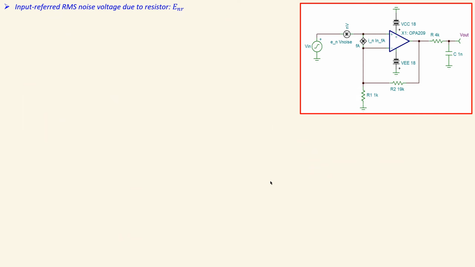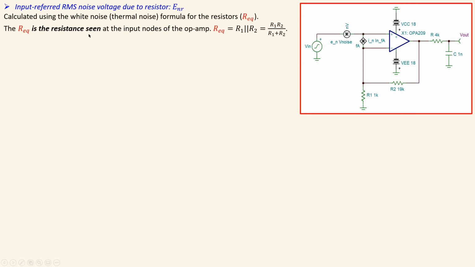For the input referred RMS noise voltage due to the resistors, that are the thermal noise voltages, we can calculate that using the formula for thermal noise voltage. And then, of course, use the equivalent resistance of R1 and R2. So the equivalent resistance seen at the input nodes of the op-amp will be calculated, and this is the exact same result as before. And we will then have the following formula for that one.